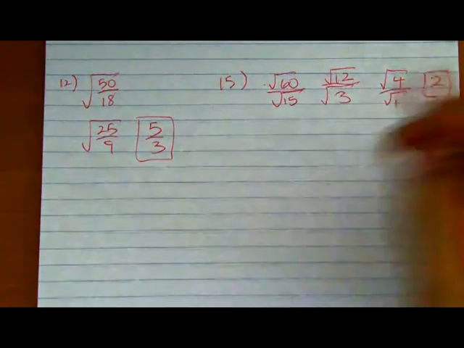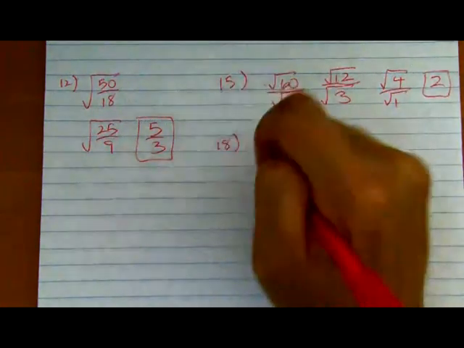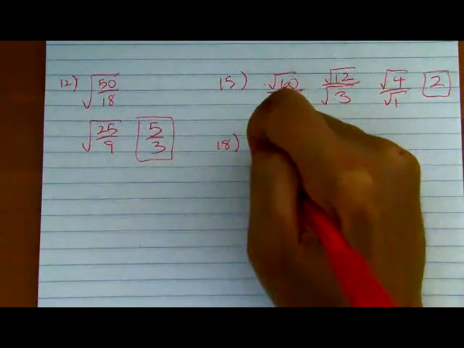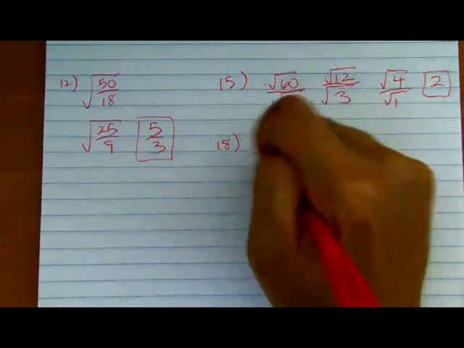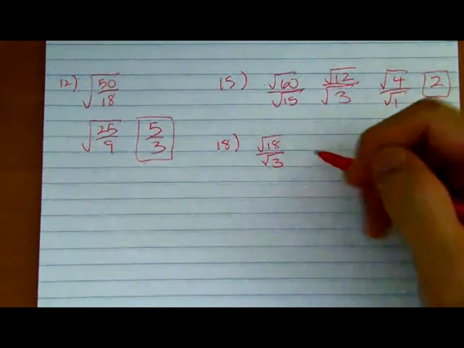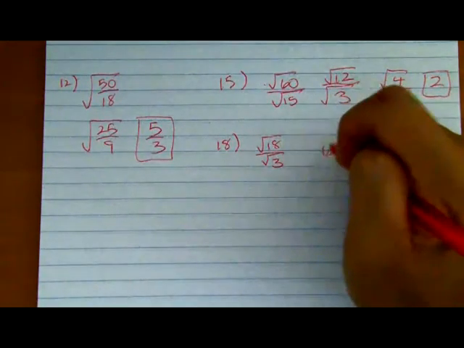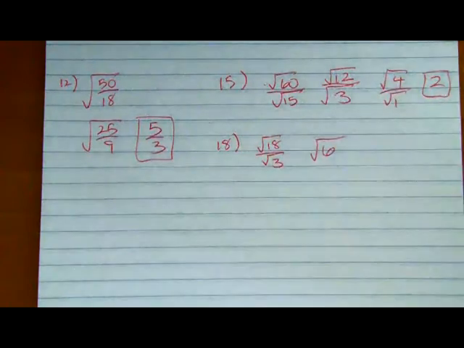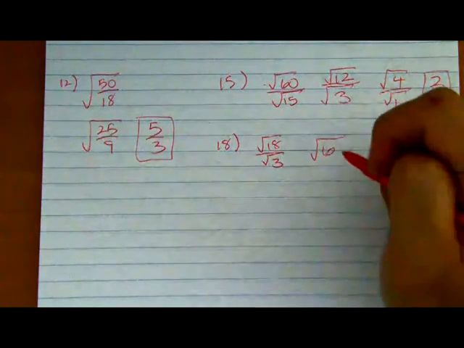Number 18. We have square root of 18 over square root of 3. We can simplify the fraction. 18 over 3 is 6. We didn't square root anything, we just simplified the fraction. And that's as far as we can go.